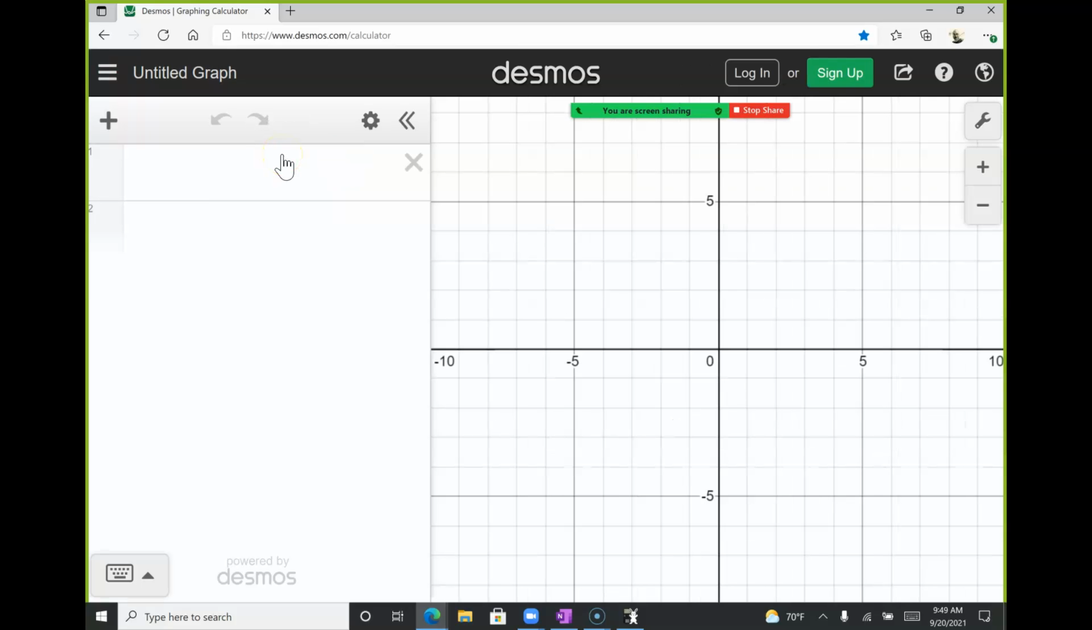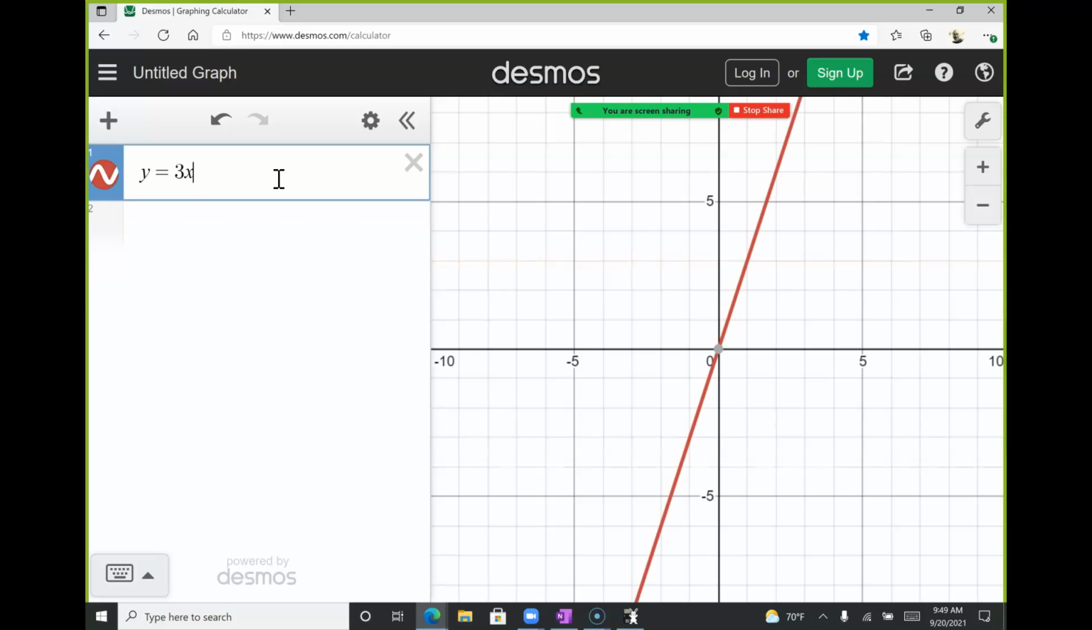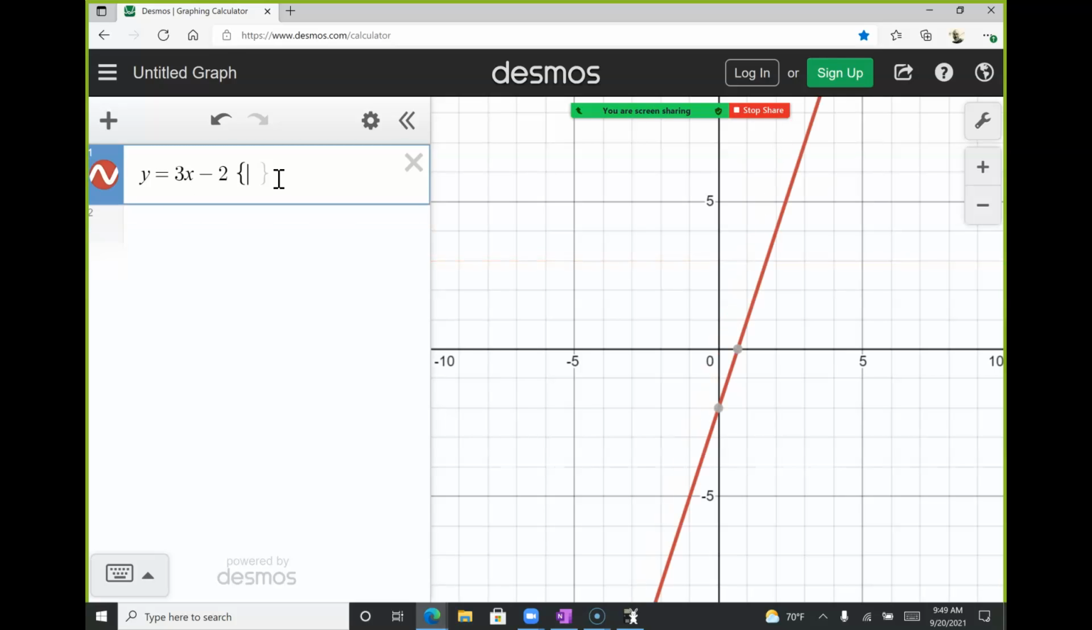So I have y equals 3x minus 2. And I can restrict my domain by x is greater than 0. Oh, x is greater than 1 I wanted, right? Because that's where I got the intersection.